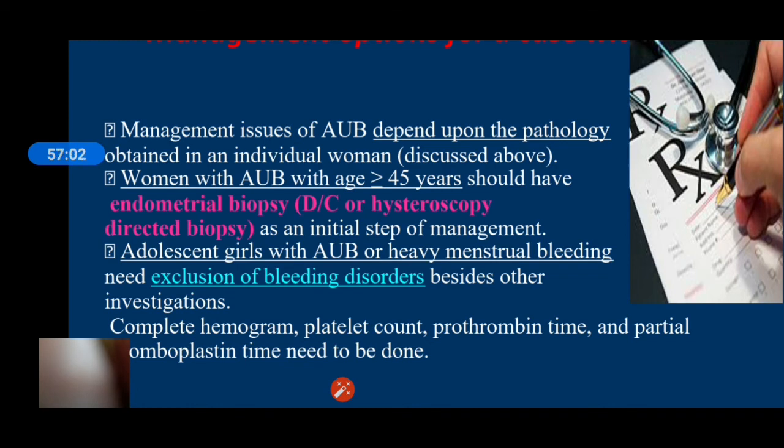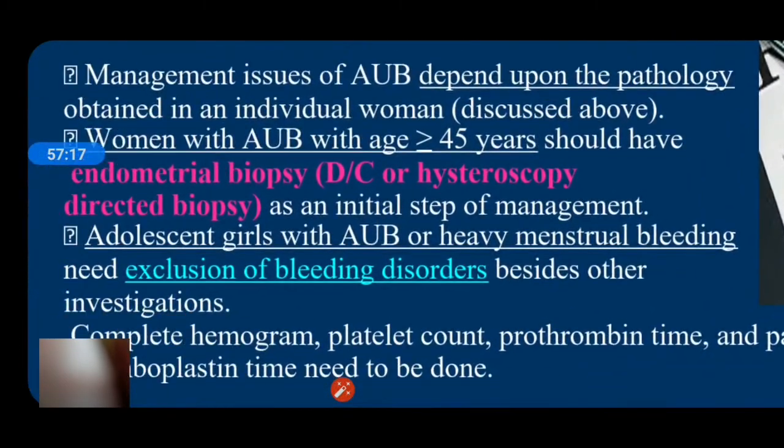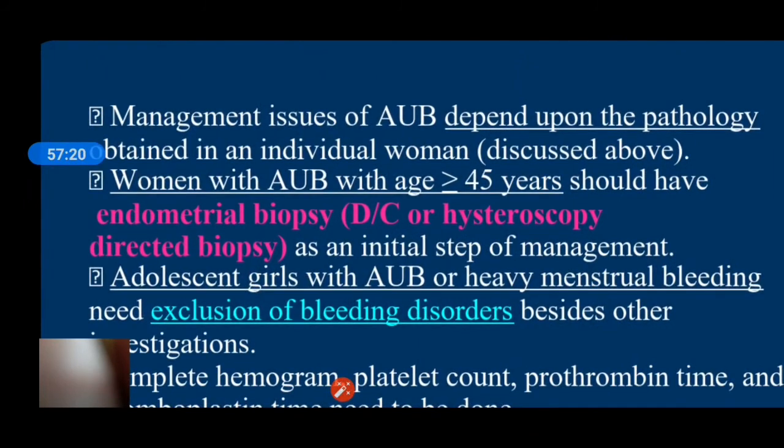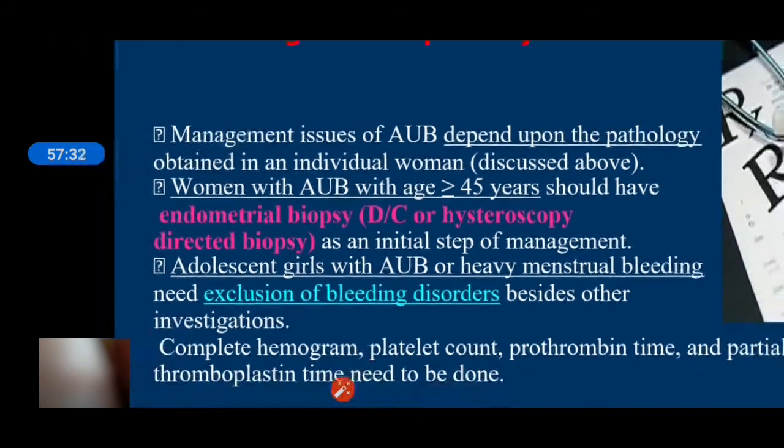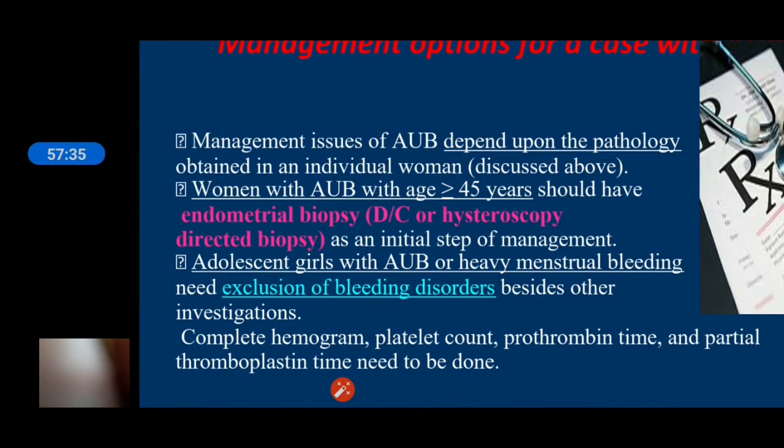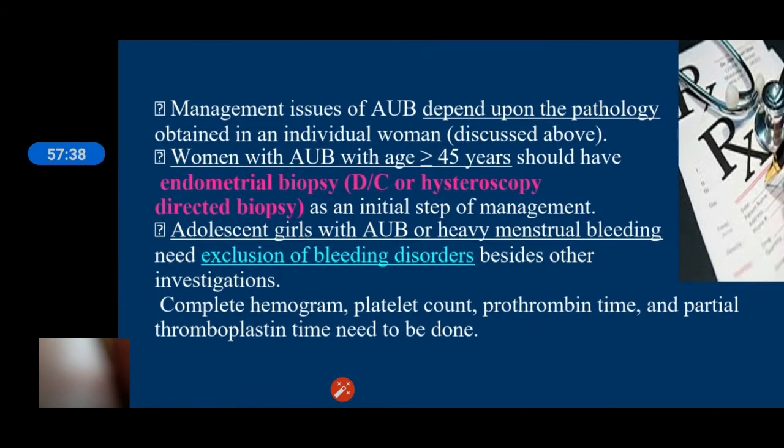Women with AUB who are more than 45 years should have endometrial biopsy, DNC, hysteroscopy or directed biopsy as an initial step of management. Suppose the age of the woman is more than 45 years, then it is necessary to go for DNC, hysteroscopy or endometrial biopsy, because she is premenopausal, and in the premenopausal, menopausal and postmenopausal ages you have to rule out malignancy, as the chances of cancer are more. So if a woman of more than 45 years, like 50, 55, 60 years, has abnormal bleeding, you have to go for investigation, especially biopsy or hysteroscopy, to rule out cancer.